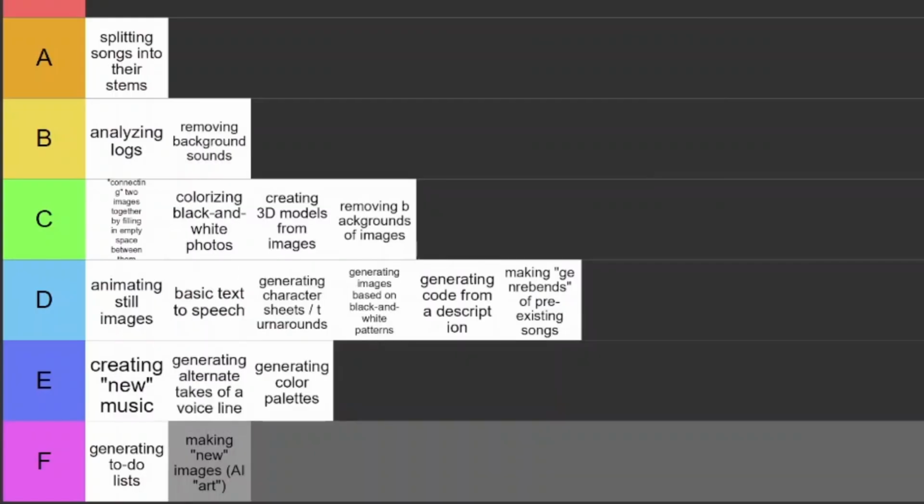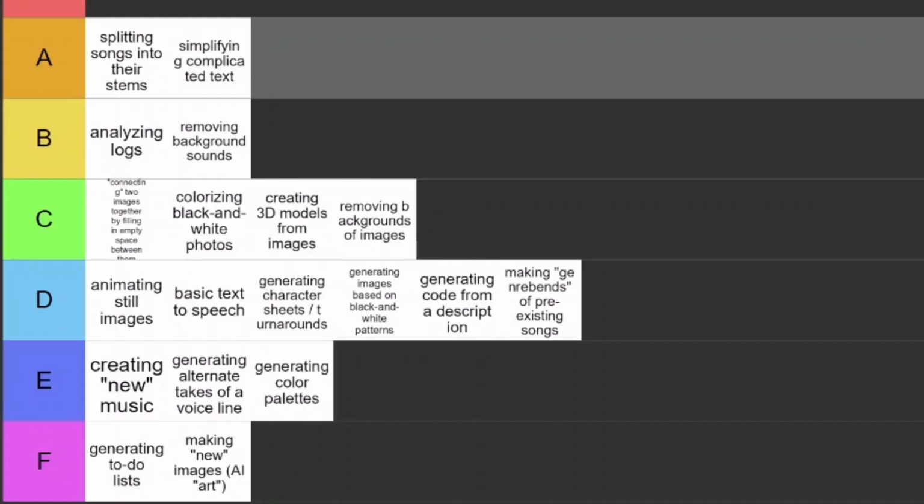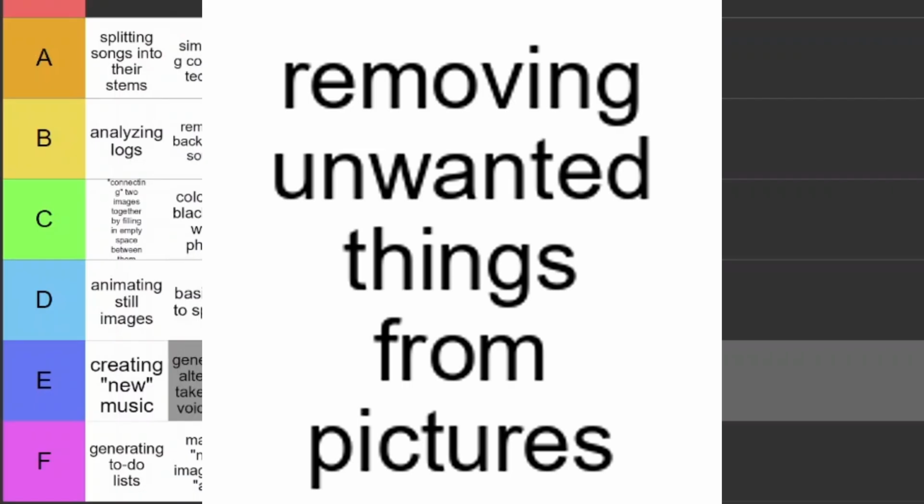Simplifying complicated text. This one can be another A tier, I think, just because it can be really good at that. I think it's still important to keep the original text and to understand it. If it's important, you need to understand the whole thing. But in some cases, I think this is probably B. No, I'll leave it an A. I think it's fair.